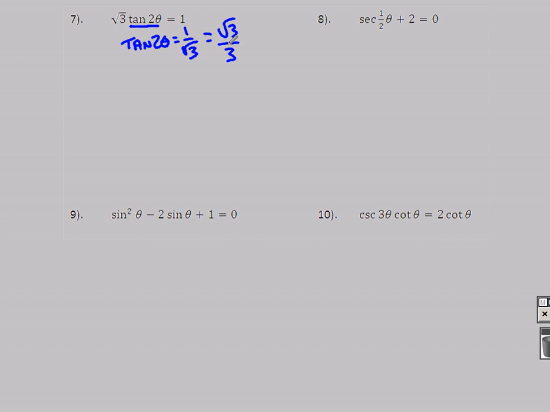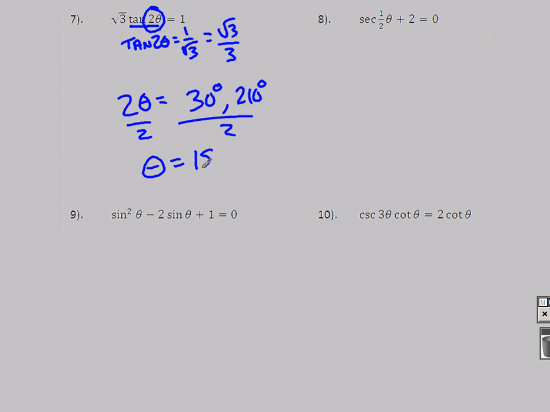When is tangent equal to square root of 3 over 3? That is at 30 degrees, and in quadrant 3 for the other answer would be 210 degrees. Yeah, 30 for quadrant 1, and then 180 plus 30 in quadrant 3. That's what this inside part equals. 2 theta equals 30. To get theta by itself, I'll divide everything by 2. So that means theta now equals 15 and 105 as my answers.